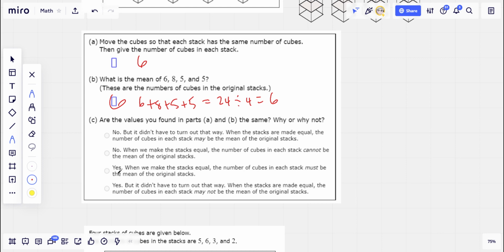Let's read them both. The first one says, yes, when we make the stacks equal, the number of cubes in each stack must be the mean of the original stacks. Or yes, but it didn't have to turn out that way. When the stacks are made equal, the number of cubes in each stack may not be the mean. Well, that's wrong. The first yes is correct. When you make the stacks equal, you are getting to the mean of that data set. So if you see this question, it's always going to be yes, they're the same. And if they turned out not to be the same, you did something wrong. And it's because they have to be.